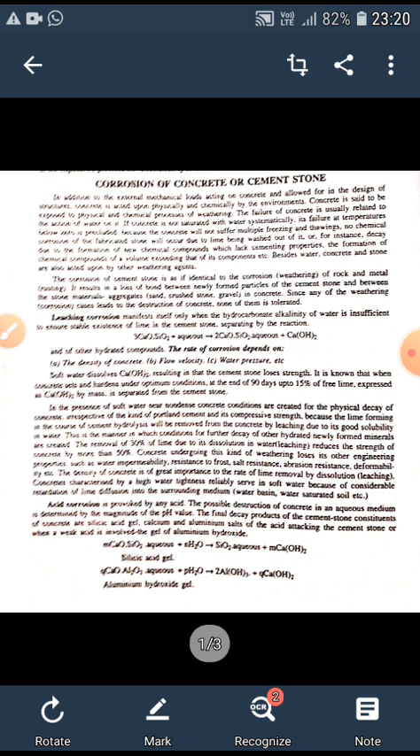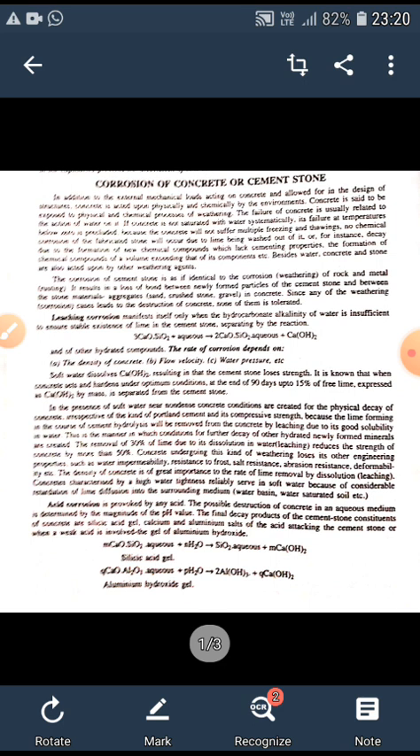Leaching corrosion manifests itself only when the hydrocarbonate alkalinity of water is insufficient to ensure stable existence of lime in the cement stone, separating it by the following reaction. Calcium silicate plus water gives aqueous calcium silicate plus calcium hydroxide, and other hydrated compounds. The rate of corrosion depends on the density of the concrete, flow velocity, water pressure. Soft water dissolves calcium hydroxide, resulting in the cement stone losing its strength.